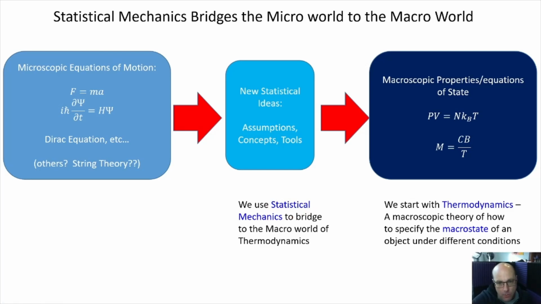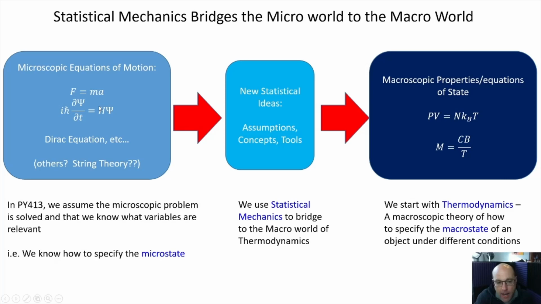So in some ways, I'm just defining what we do in this class. I mean, PY 413 is really, really focused on the macroscopic world and the bridge provided by statistical mechanics. But here's an interesting point that I think sometimes people lose track of. In this class, we essentially don't work on this side of the flowchart, okay? We assume that the microscopic problem is done, that we've solved it, and we know everything about it, or let's say we know enough about it that we can apply our new statistical ideas, assumptions, concepts, and tools from statistical mechanics, right? And so it's important to me to make the point that these two things are distinct, right?